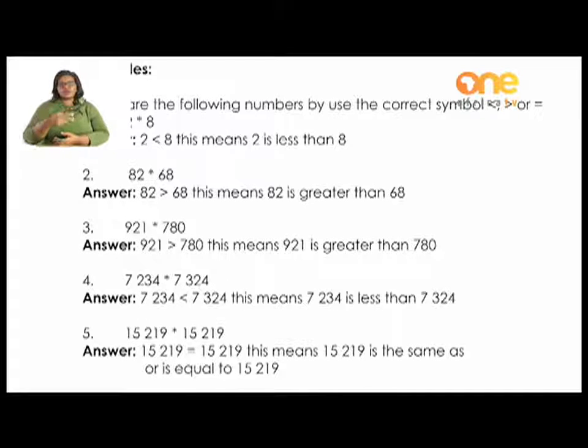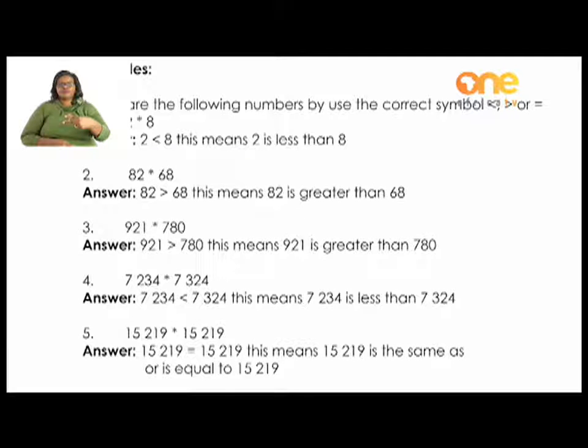Then on number 4, we are having 7,234 and 7,324. When we are comparing these two numbers, we see that they are both having 7,000. Then the difference is on 200 and 300. So the second one is bigger than the first one. So we use the less than sign, which will be pointing at the smaller number there, which is the beginning.